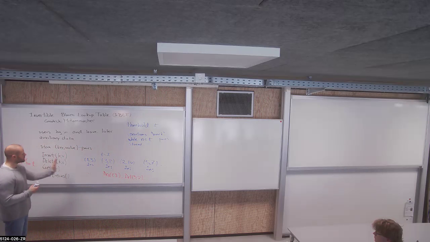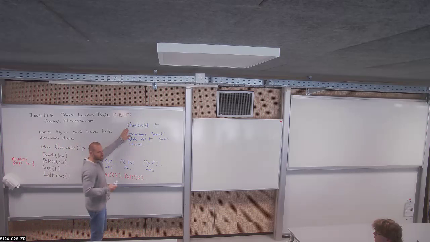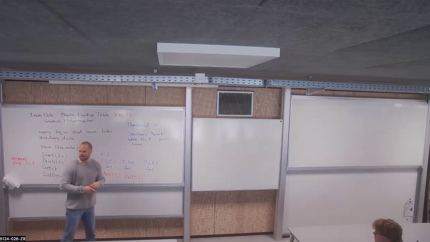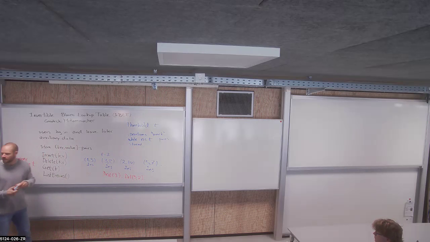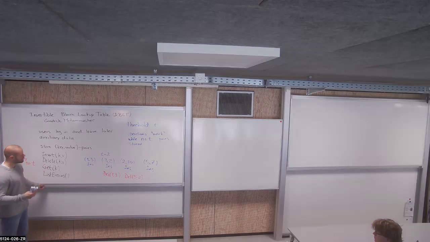So I can do a lot of insertions, way more than T insertions, and then afterwards I can delete a bunch of the key value pairs, and it'll just start working again as soon as the number of key value pairs drops below this threshold. So it's a little magic that this is possible, but we'll see how to do it with randomization today.